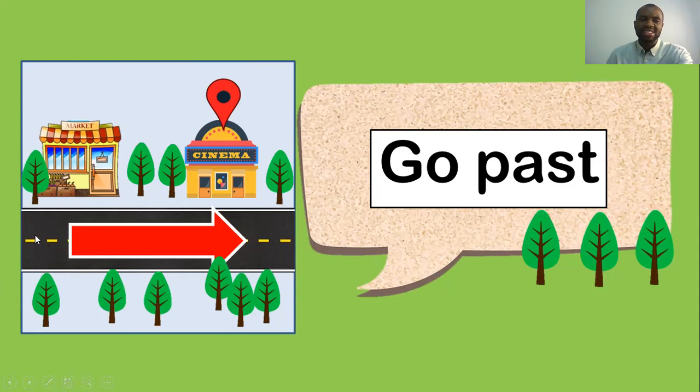Okay, let's see. You're driving. This is the car. Where is the market? Where is the cinema? To get to the cinema, you have to drive, go past the market. We pass the market and next is the cinema, okay? We drive, go past the market to go to the cinema.